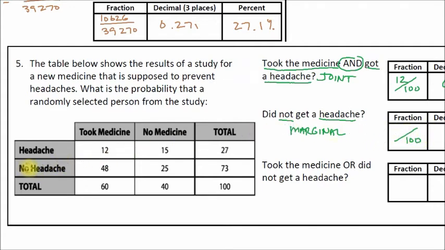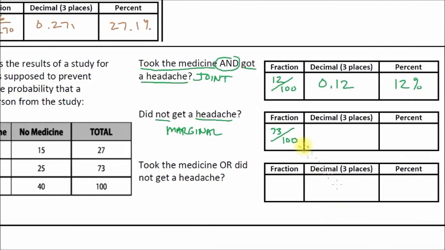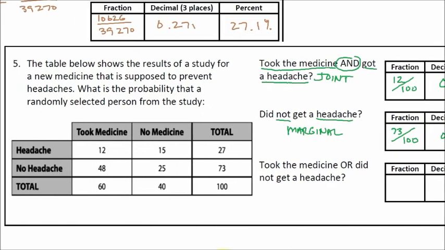Alright, did not get a headache. Here's no headache. You can't pick these, because that's only part of the no headache row. 48 plus 25, that's 73. 73 people did not get a headache. So our fraction is 73 out of 100. And that's 0.73 or 73%. And then the last question.